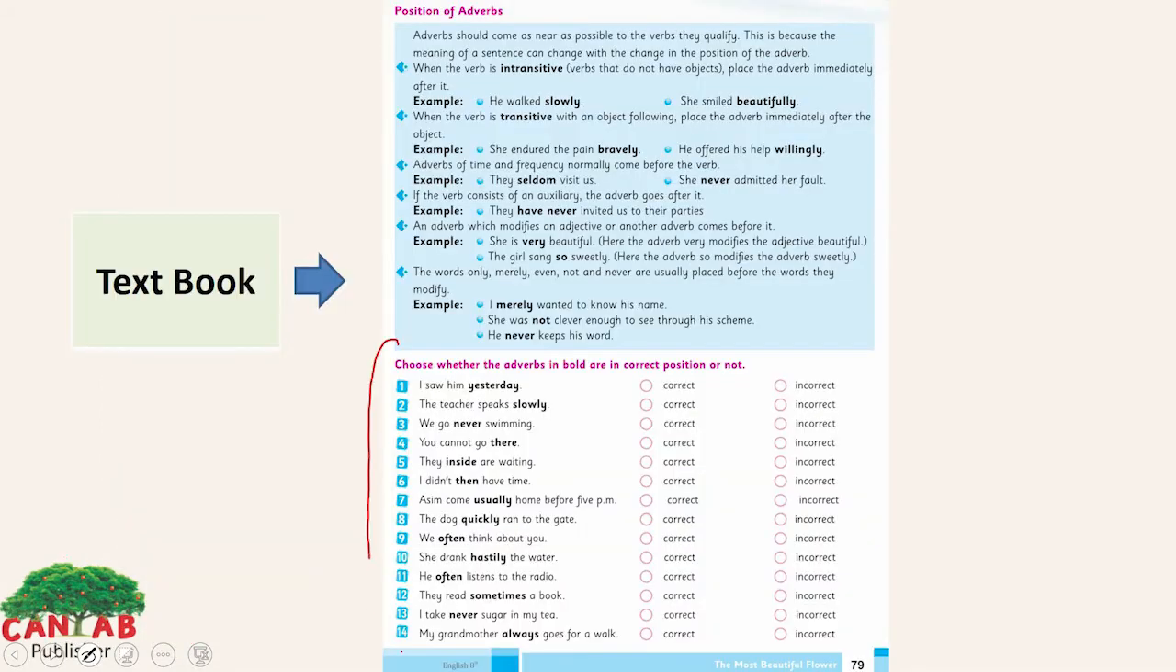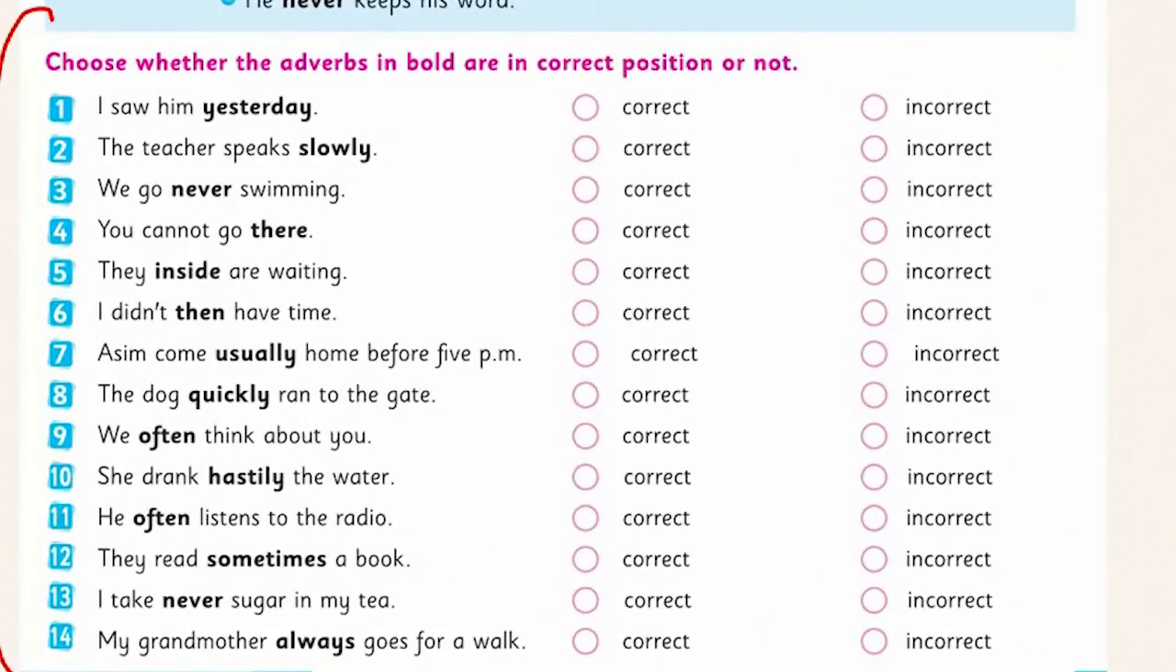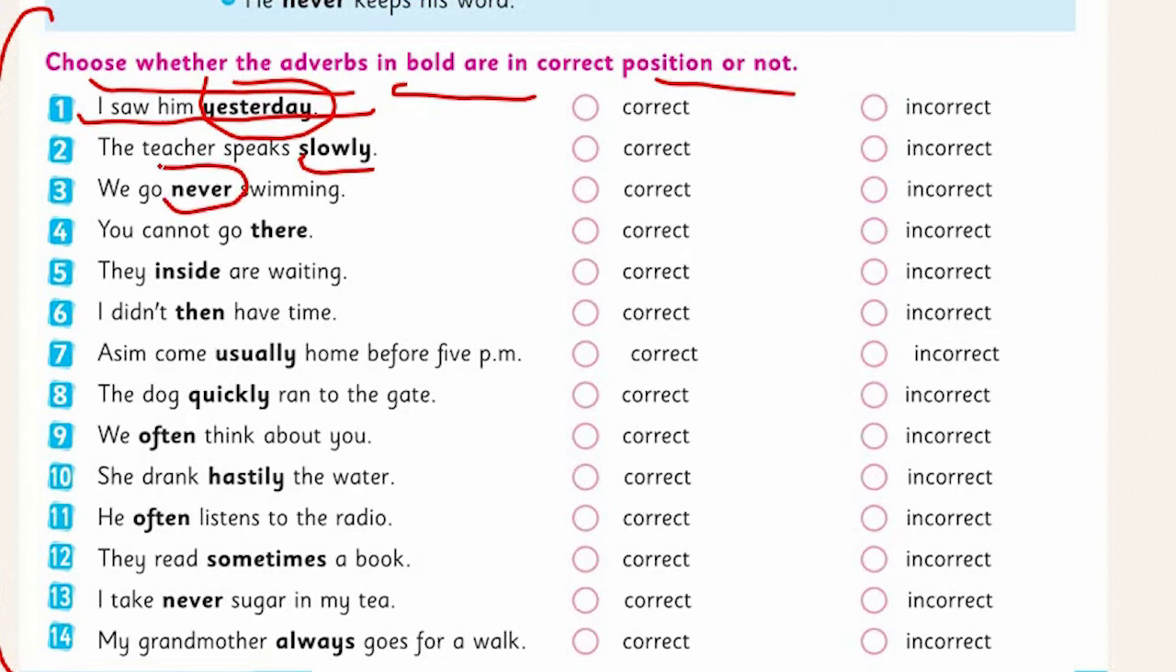So, this is your exercise. Let's do it. Choose whether the adverbs in bold are in correct position or not. You have to tell me that the bold adverbs here are in right position or not. You have to choose the correct or the incorrect option. If it's correct, you have to tick on the correct, and if it's incorrect, you have to tick on the incorrect. Let's do with me. I saw him yesterday. Is it correct? Yeah, it's correct because it is in the end of the sentence.